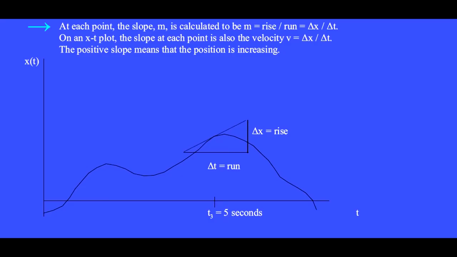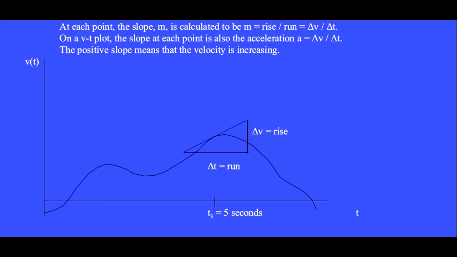At each point, the slope m is calculated to be m equal rise over run. The rise in the vertical direction is delta x, and the run in the horizontal direction is delta t. On this position time plot, the slope at each point is also the velocity v, equals delta x over delta t.